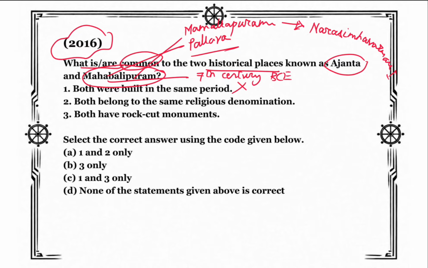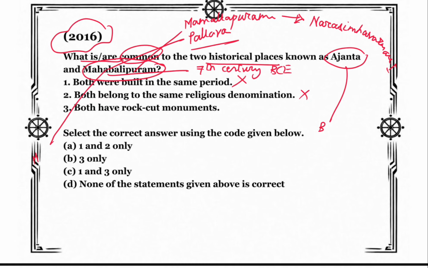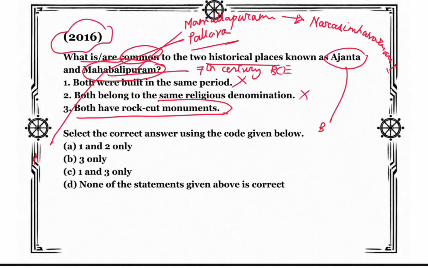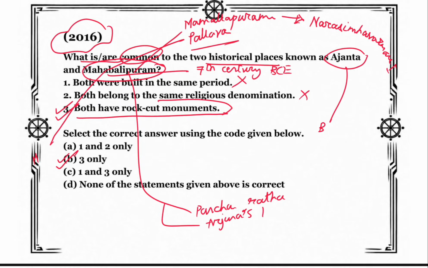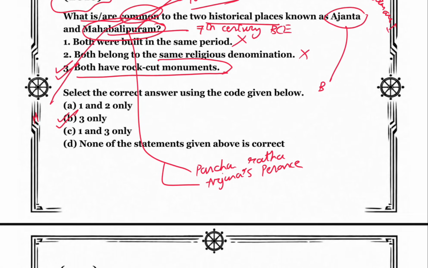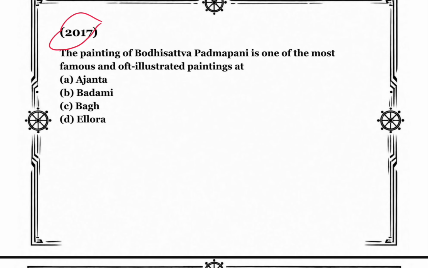They both belong to the same religious denomination? No. Mahabalipuram belongs to Hinduism. Ajanta belongs exclusively to Buddhism. Both have rock-cut monuments. Yes, that is absolutely correct. Mahabalipuram is famous for its Panchratha temples, and it is famous for a relief structure which is called Arjuna's Penance, or the descent of the Ganges. In 2017, we were asked, the painting of Bodhisattva Padmapani is one of the most famous and oft illustrated paintings at Ajanta.